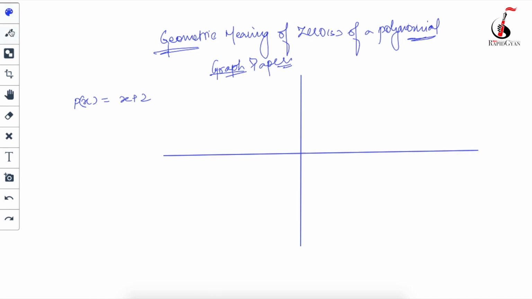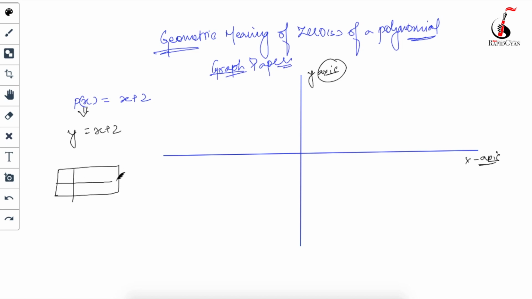In order to plot the graph of p(x) equal to x plus 2, this is your x-axis and this is your y-axis. Your p(x) is nothing but your y. So simply you will replace it, y is equal to x plus 2. Whenever you have to plot the graph, you replace p(x) with y. Now draw a table like this. This will be x, this will be y.